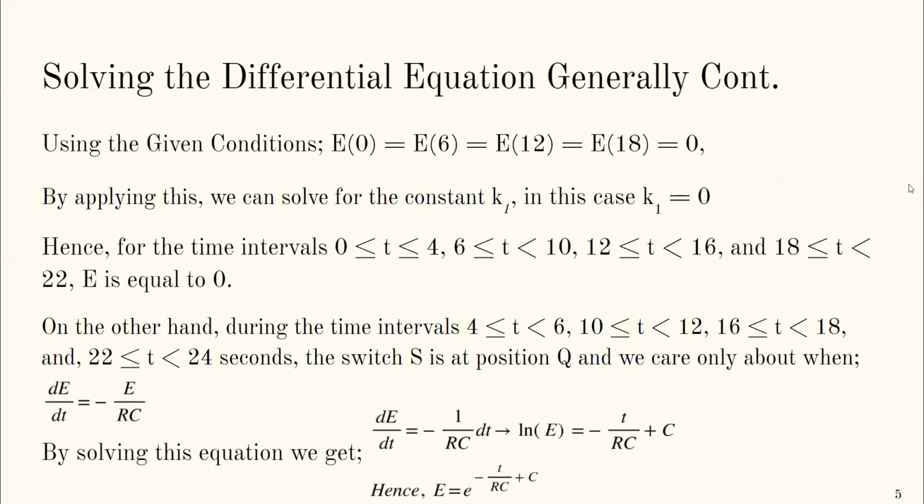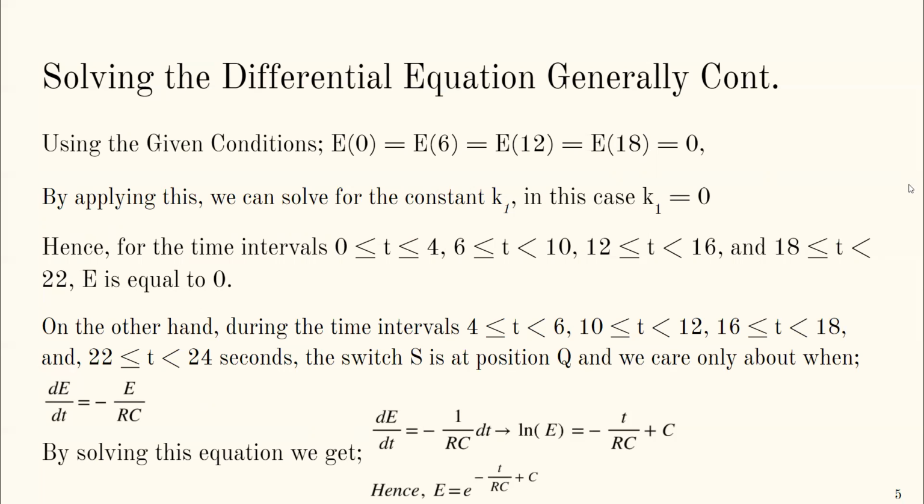All right, so to further solve this, we can use the given conditions, which were E of 0 is equal to E of 6, which is also equal to E of 12, and E of 18, and all of these are equal to 0. So then since we said that k1 was equal to one of the E values, we can also derive that k1 is equal to 0. So then for those given time intervals, we know that E is equal to 0.